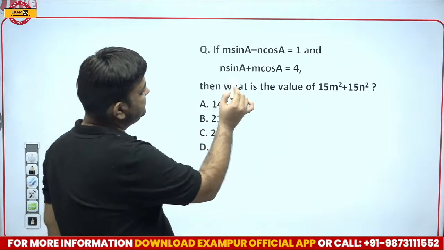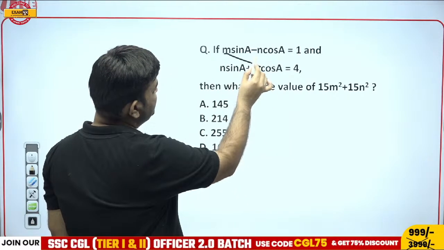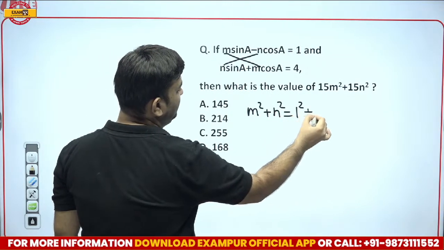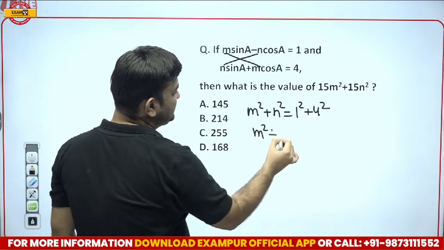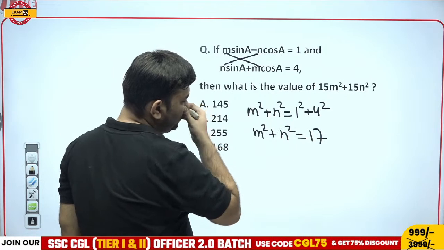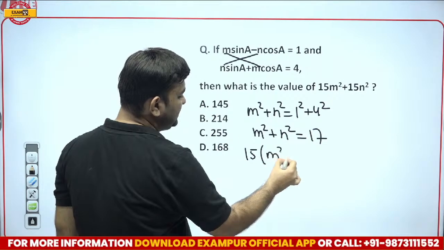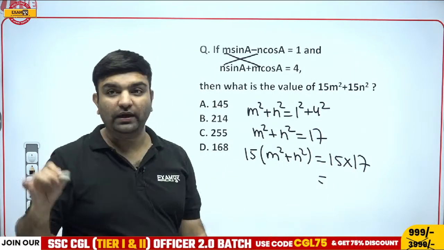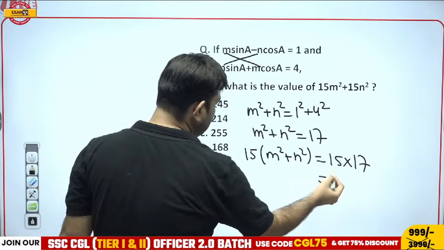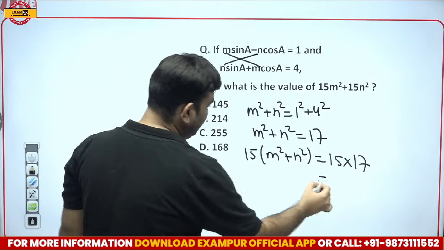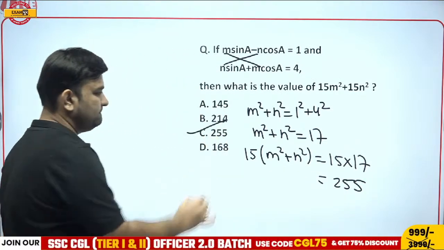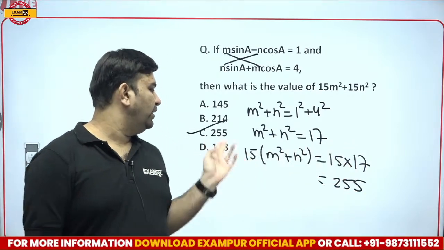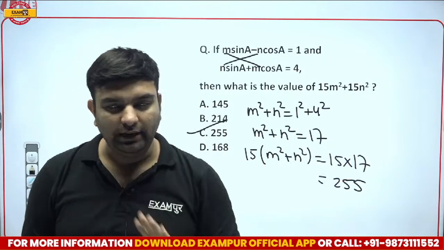Interchange of coefficients, change of sign. m square plus n square is equal to 1 square plus 4 square, so m square plus n square is 17. So what is 15 times m square plus n square? It is 15 into 17. This multiplication we have done today as well. 15 into 15 is 225 plus 30 is 255. The unit digit is 5, and obviously greater than 200, only one possibility is there.